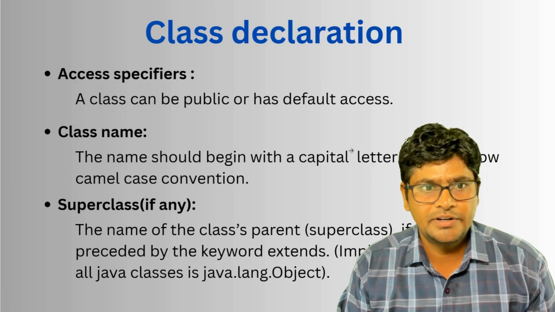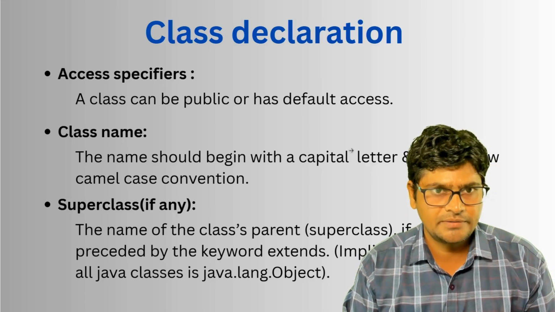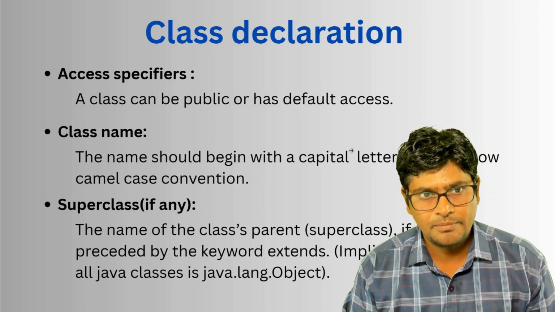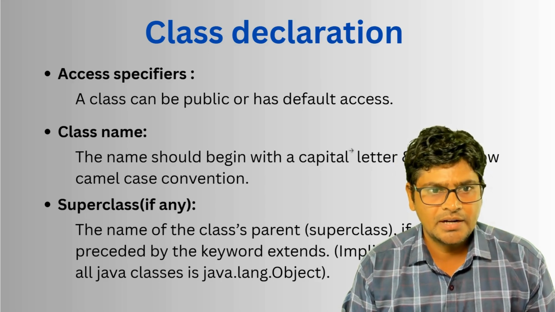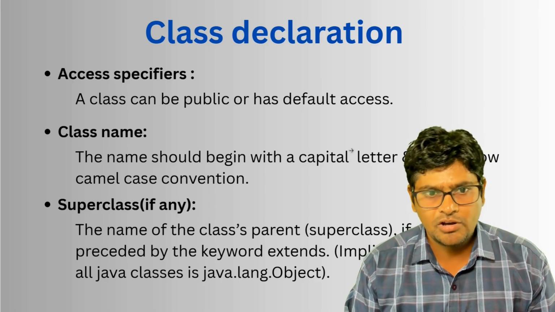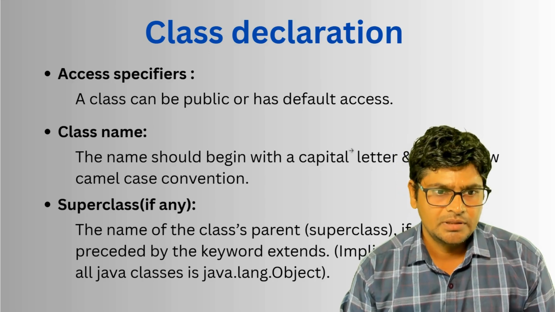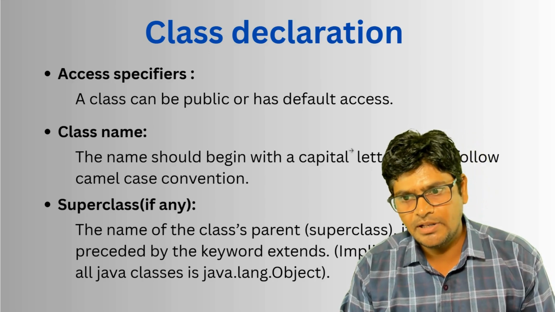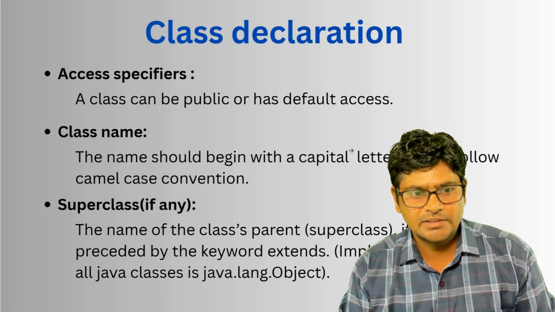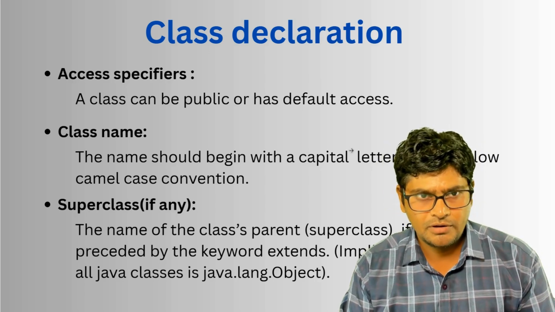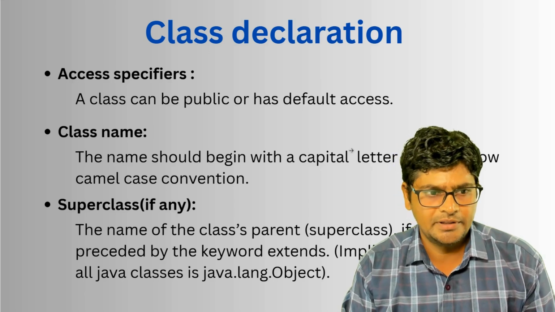Now let's see how we declare a class. Basically the access specifier: there are four types of access specifiers, that is private, protected, default and public. But a class can have only public or default access specifier. Now the class name: the name should begin with a capital letter and then follow the camel case convention. So what is the camel case convention? Basically the first letter of every word should be in capital.